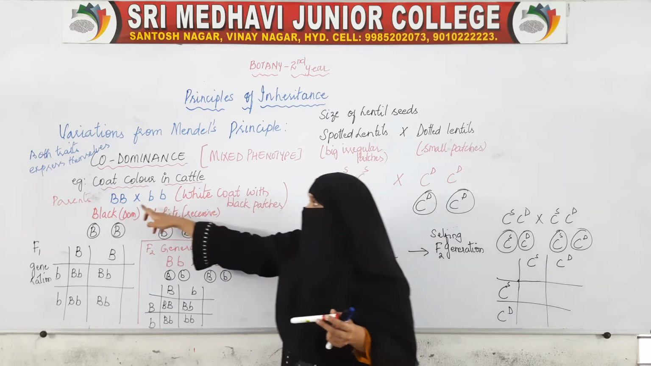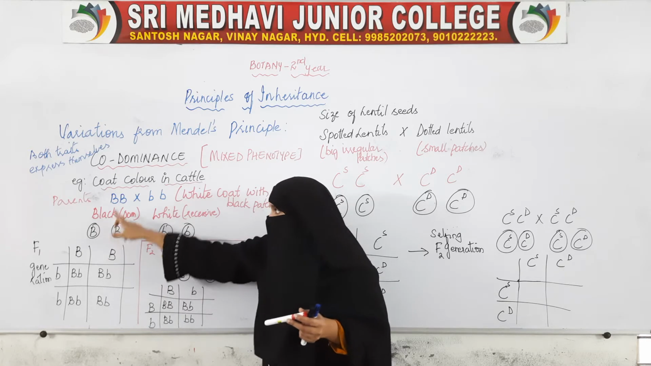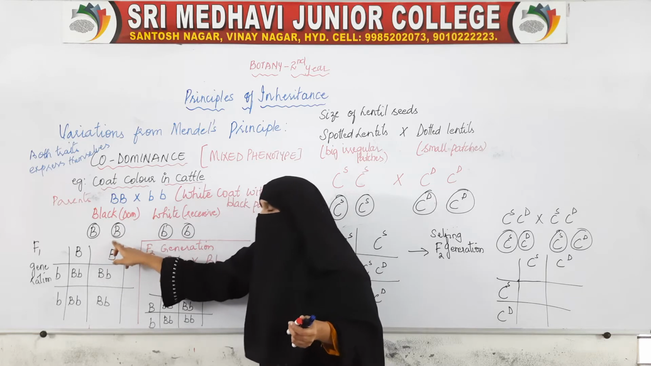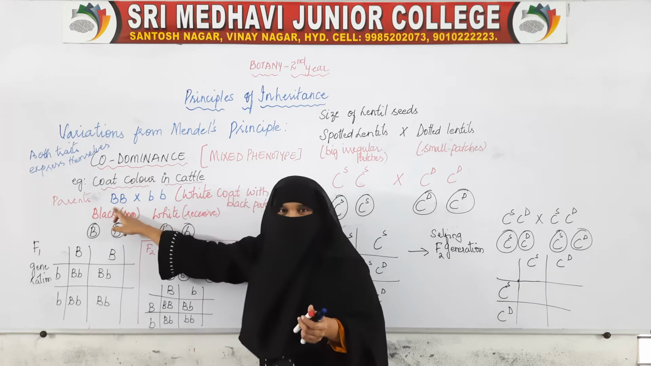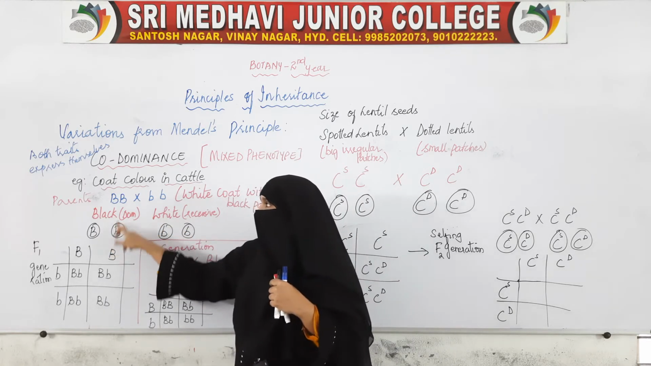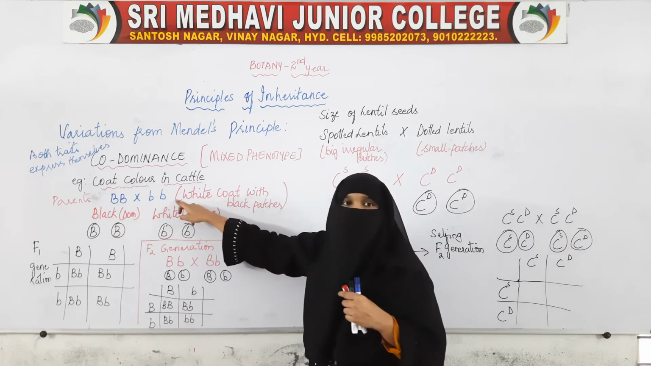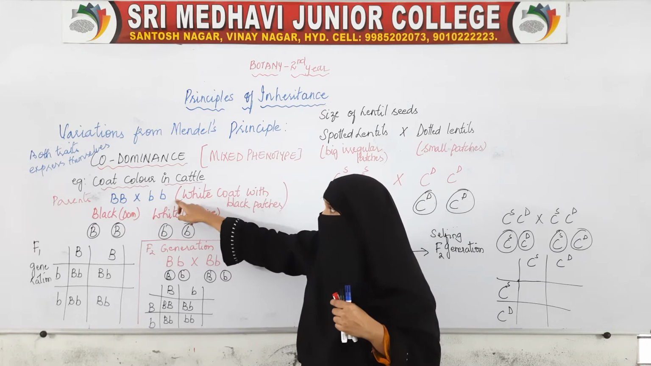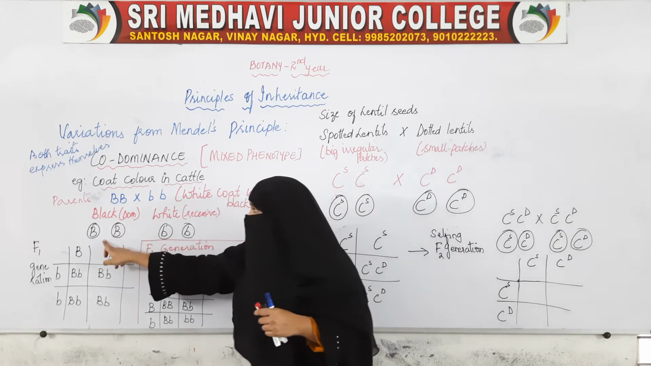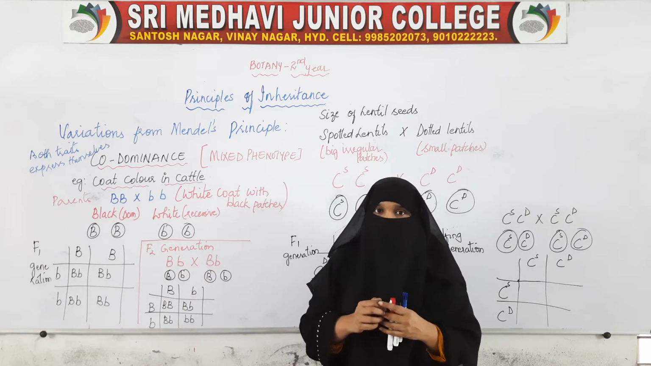Now when the parents are crossed, they first produce gametes. The parent with black color produces gametes capital B and capital B, and small b is the gamete formed by the white color cattle. In the F1 generation, these gametes will be crossed.